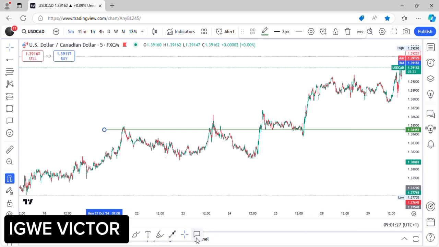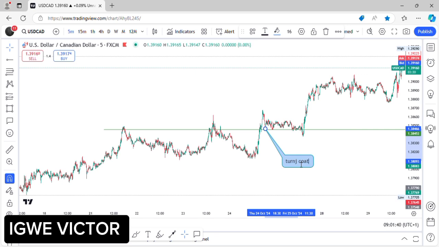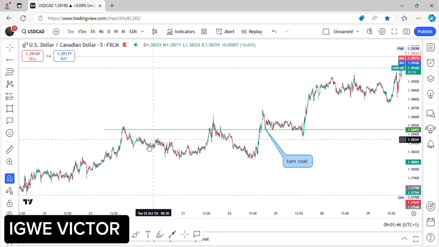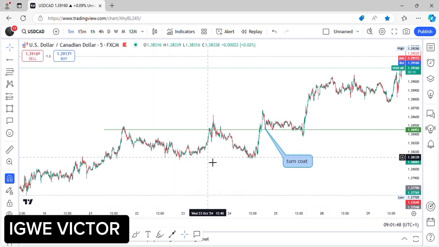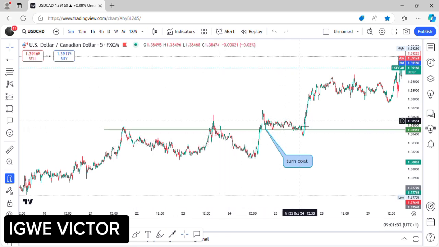Let me write it. What happened here is basically called a turn code. This is clearly an example of resistance becoming support. Price resisted, broke and became support. So that's just it, guys. That's about how to plot and spot the support and resistance zone.